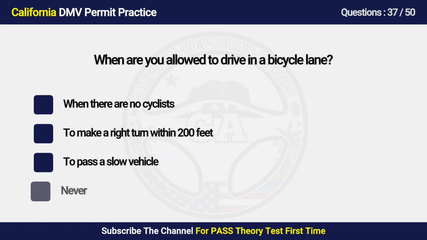Question 37. When are you allowed to drive in a bicycle lane? A, when there are no cyclists. B, to make a right turn within 200 feet. C, to pass a slow vehicle. D, never. Answer is B, to make a right turn within 200 feet.